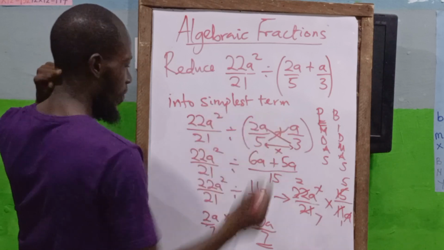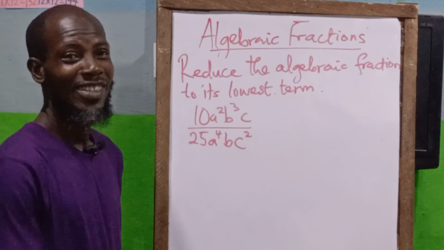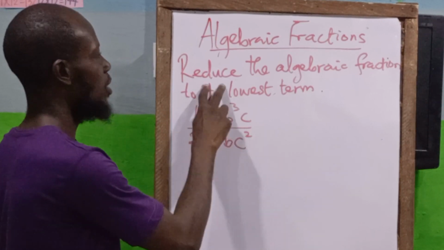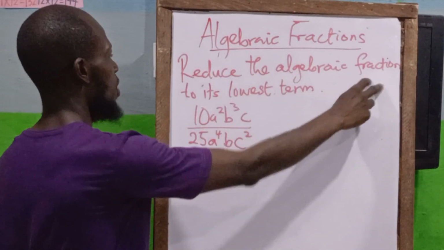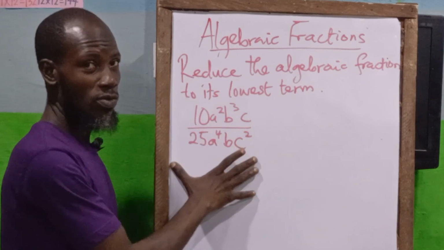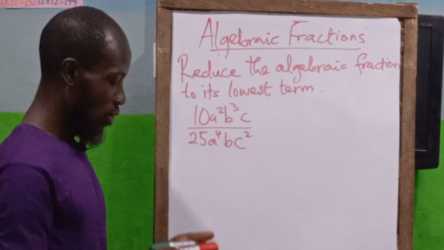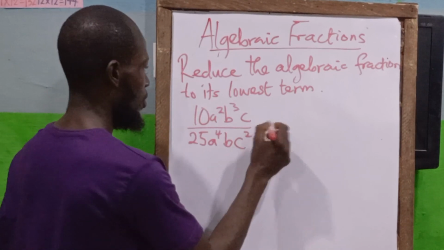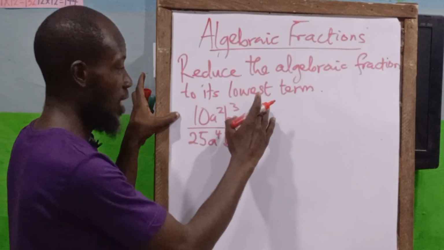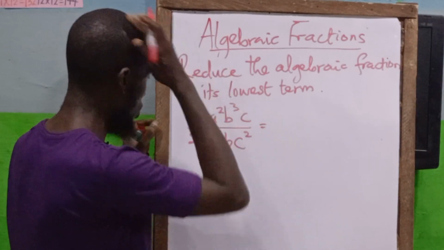As we were asked to simplify it to the simplest term. Another question under algebraic expressions: reduce the algebraic fraction to its lowest term. You see how we are going to go about this. Here we can try to break down the algebraic terms so that we see what is common.